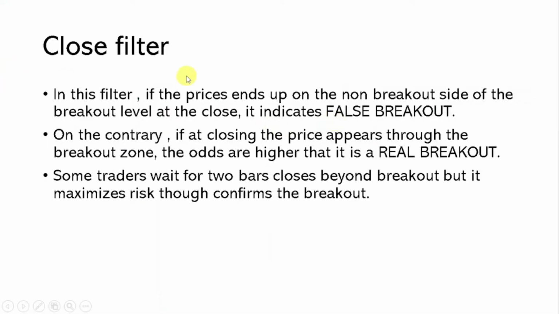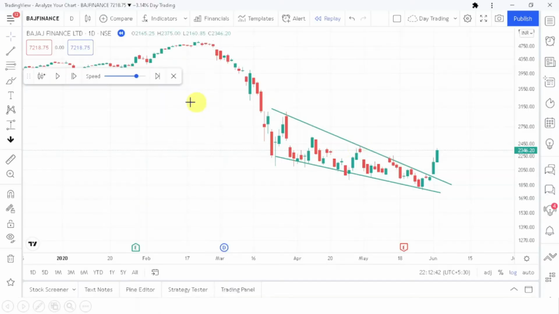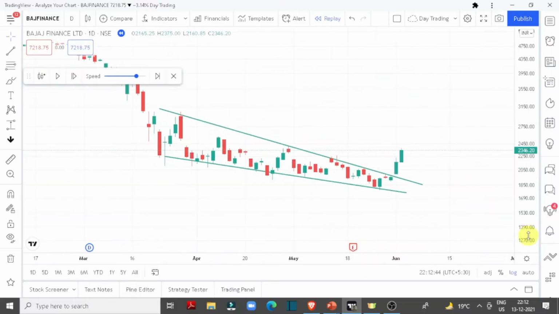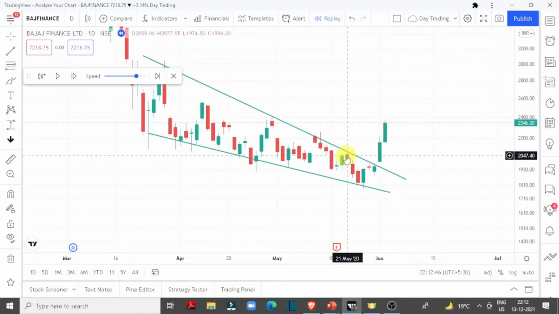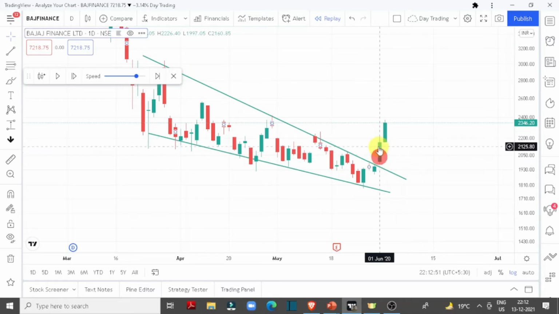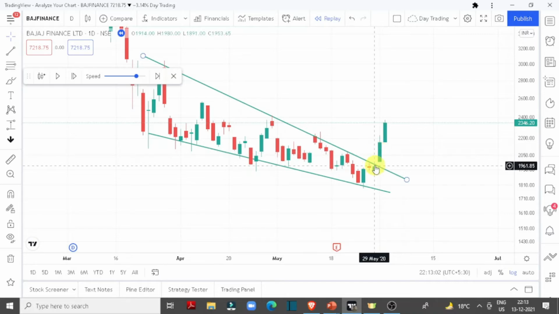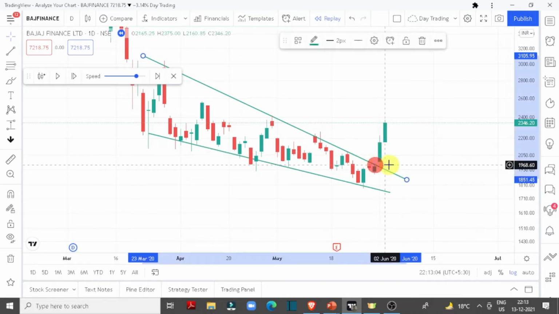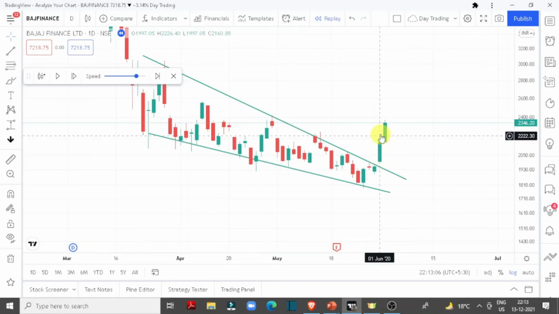So the first indicator which we had was close filter. So in that what we have to do as an analyst is that when this breakout happened, this green candle occurred. So we will have to check whether the close of this green candle is above this trend line or not. In this case, the close of this candle is very much above the trend line. So as per this close filter method, we will say that okay, the breakout is a good one, a real one, and we can trade on that.